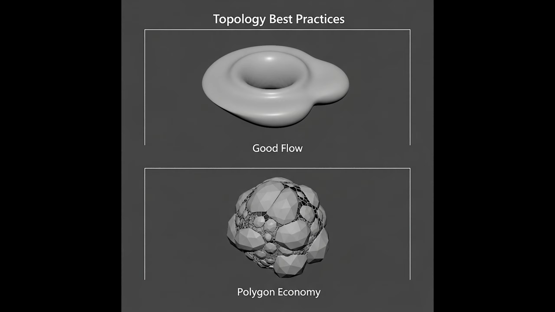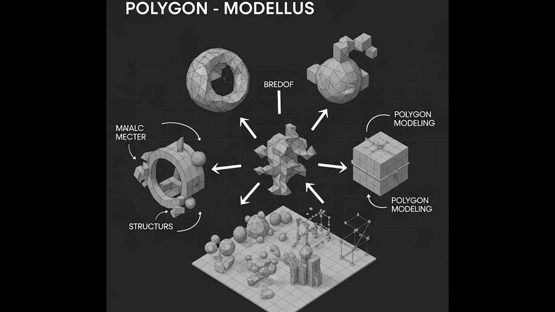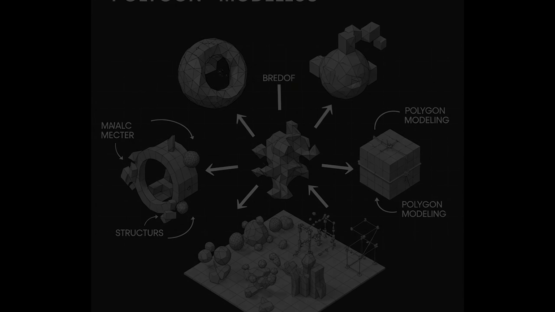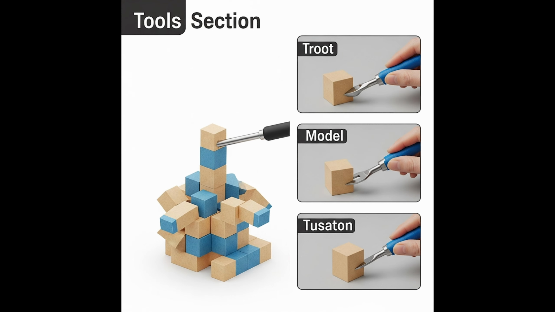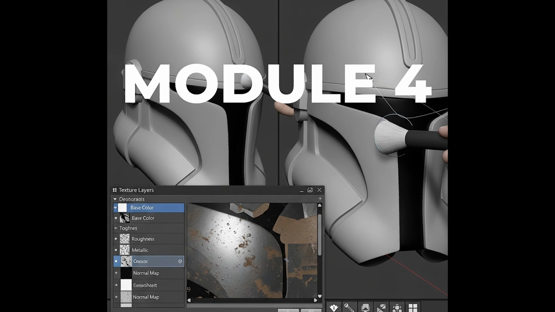Tools: extrude, inset, bevel, subdivide. Topology best practices: flow and polygon economy. Hands-on activity: model a simple object, for example, a mug, chair, or lamp. Use extrude and bevel to add details. Module 4: Modifiers and detailing.